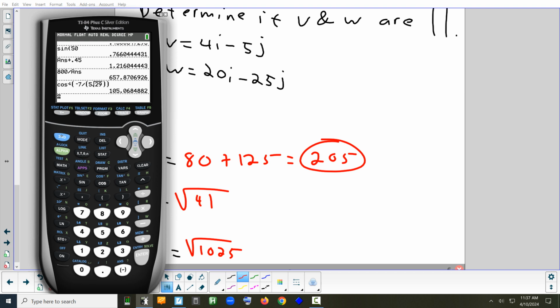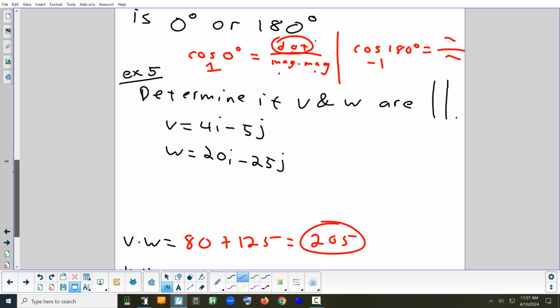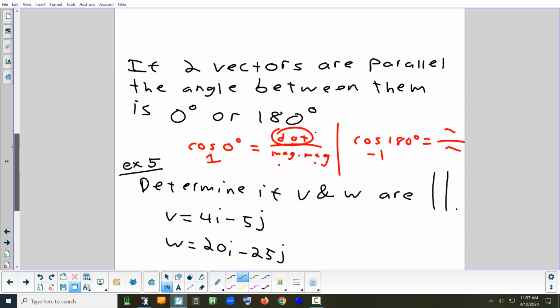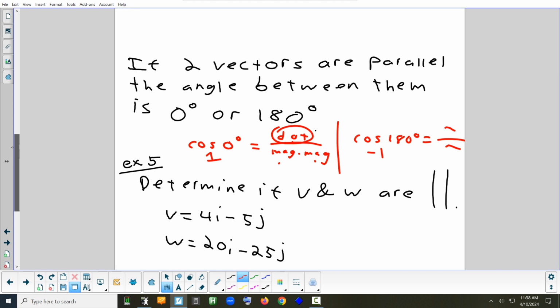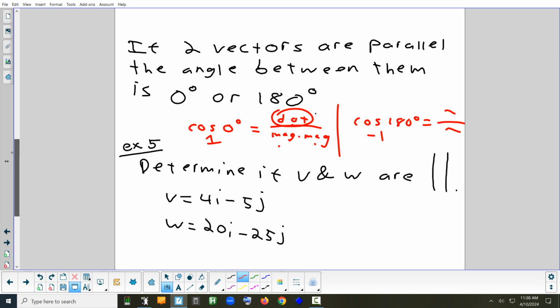All right, let's see. Square root of 41 times square root of 1025. The product of these is 205. So what does that mean about V and W? So we can infer that it's 180 degrees. Yeah, they're going to be parallel. But the angle is that's their 0 degrees. 0 degree angle. Yep. So these vectors are definitely parallel.